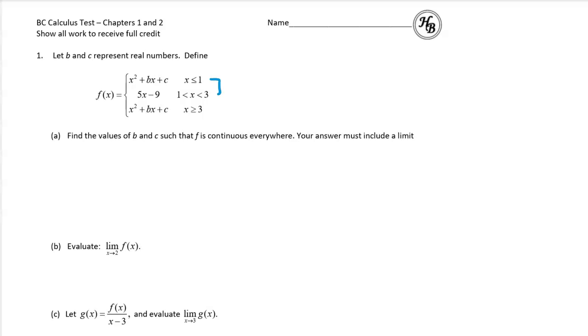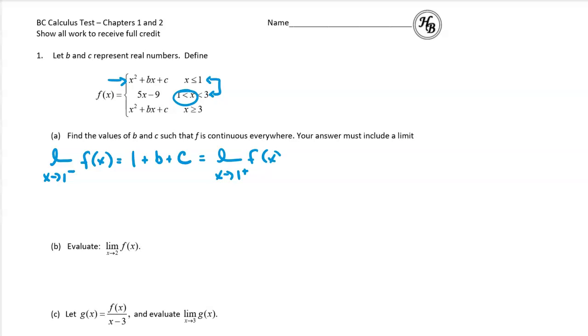So let's take a look at the limit as x approaches 1 from the left. That would be this equation right there. So I'm just going to write f of x instead of write it all out, and I get 1 plus b plus c. And I want that limit to equal the limit as x approaches 1 from the right. And again, that would be these values right here. So that would actually be 5 minus 9, which is negative 4.